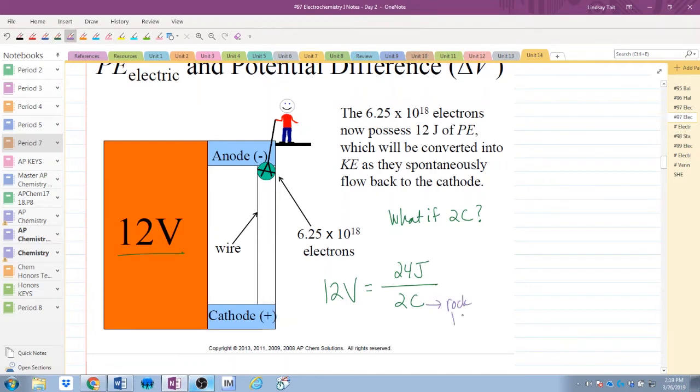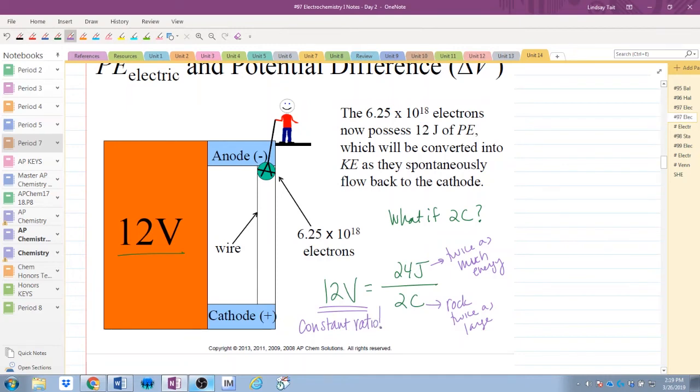This would be similar to saying my rock is twice as large, because I have twice as much charge, that means I'd have to have twice as many electrons. But if my rock is twice as large, that means it's going to take twice as much energy to either get it to the top, or I'm going to get twice as much energy if it falls back to the ground. But what happened to my voltage? It stayed the same. Voltage is a constant ratio.